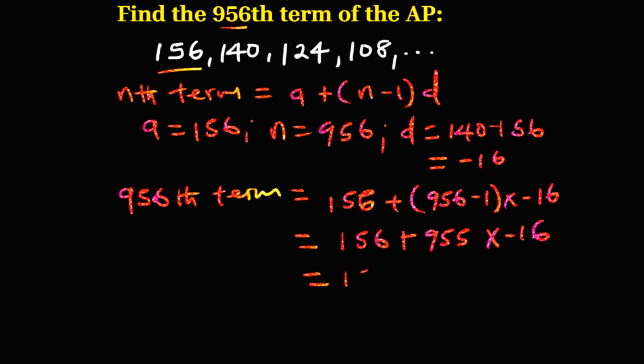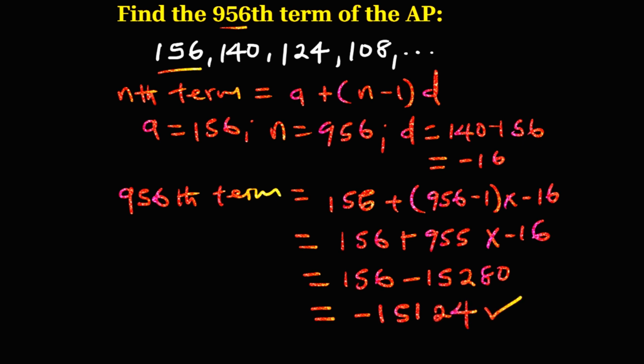So we have 955 times negative 16. So that you have 156. 955 times negative 16 should give you 15280. So it will be negative 15280. So when you get that difference, you're going to see that it is negative 15124 as the 956th term.